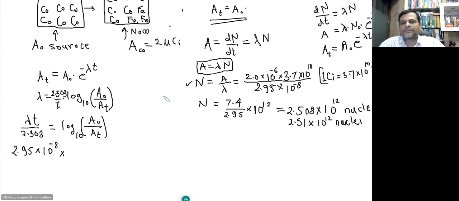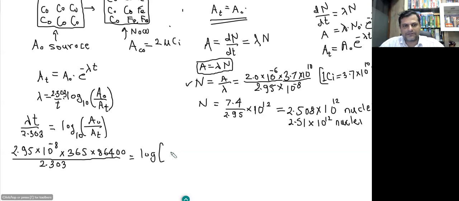Look, the 1 year has to be converted, because this lambda is already per second, and because of that we have to convert the time from 1 year. So 1 year means how much? 365 days, and 1 day is equal to 86400 seconds, so we have to use this here, and that is to be whole divided by 2.303, which is already there, and that is going to be equal to log of A naught upon A t. Okay, now we have to find A t, but A naught is already given. How much it is given, just see it in that question.